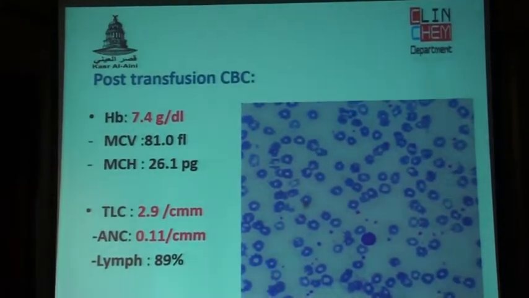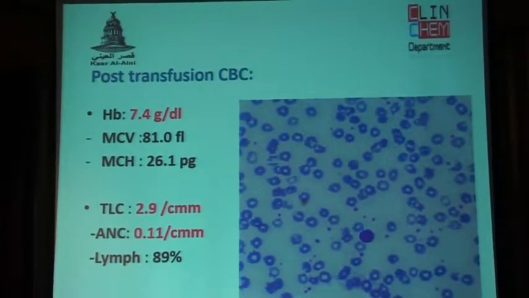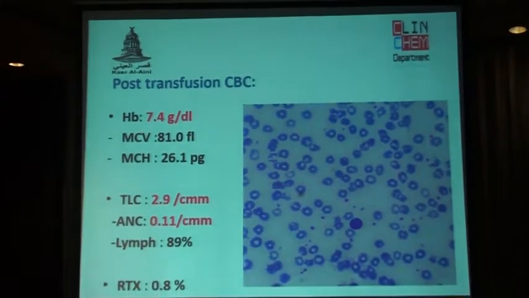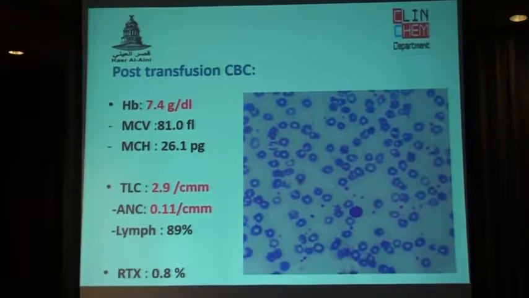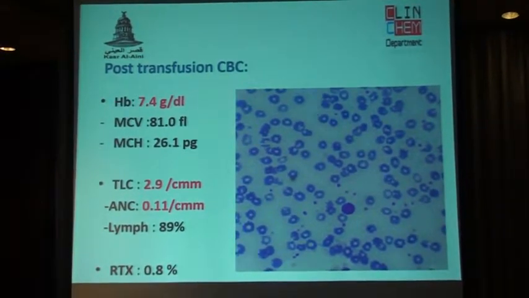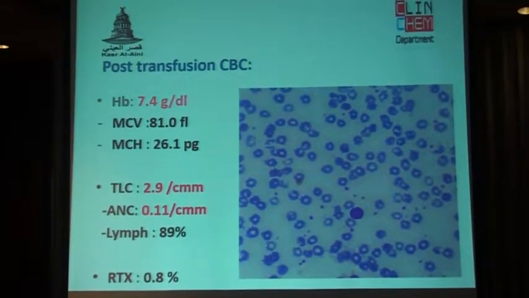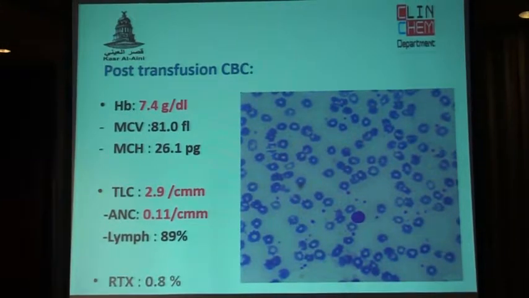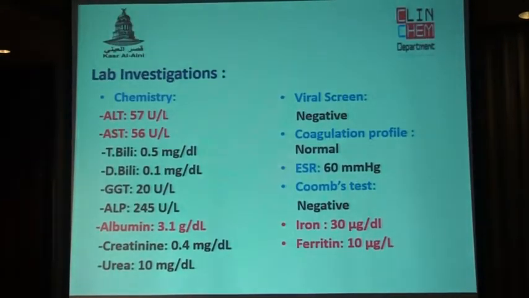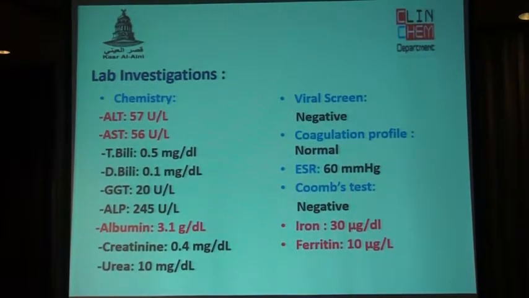His post-transfusion CBC revealed moderate normocytic normochromic anemia for age, moderate leukopenia with absolute neutropenia and relative lymphocytosis. The reticulocyte count was inadequate to the degree of anemia. His chemistry profile was normal apart from slight elevation in ALT and AST, and slightly low albumin. The viral screen and coagulation profile tests were negative. He has a slightly low iron and ferritin level.